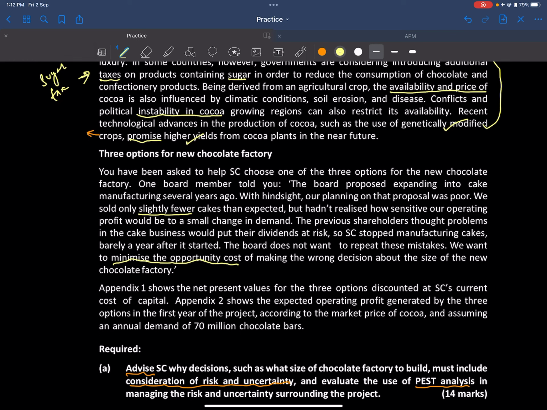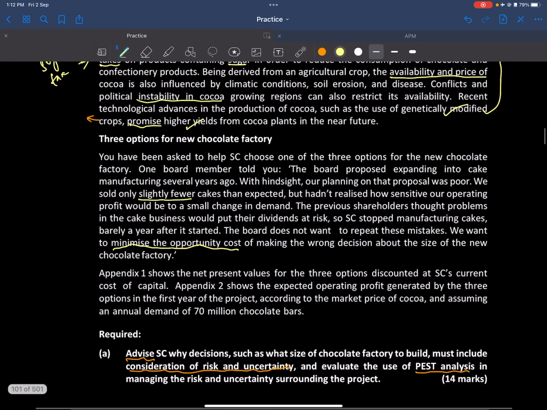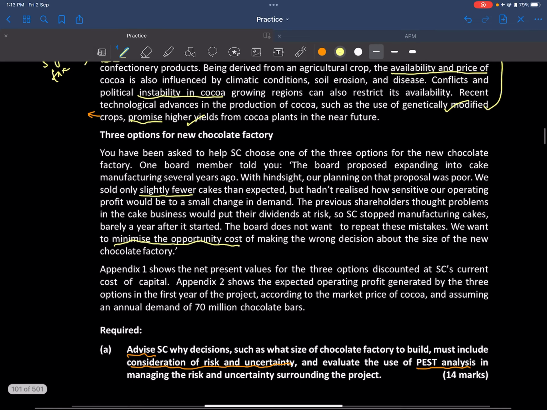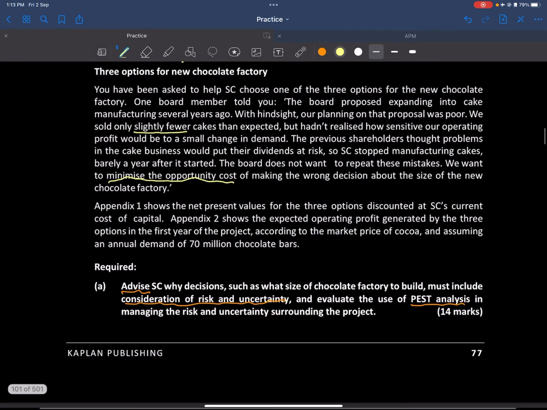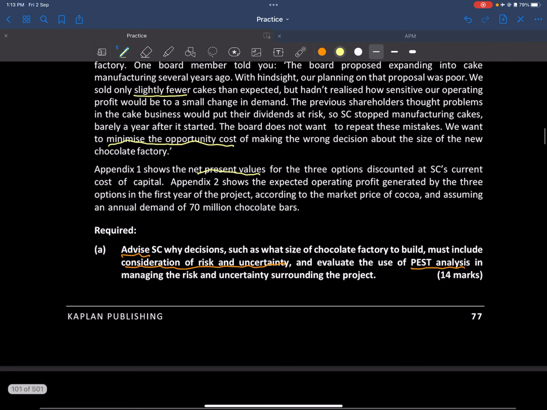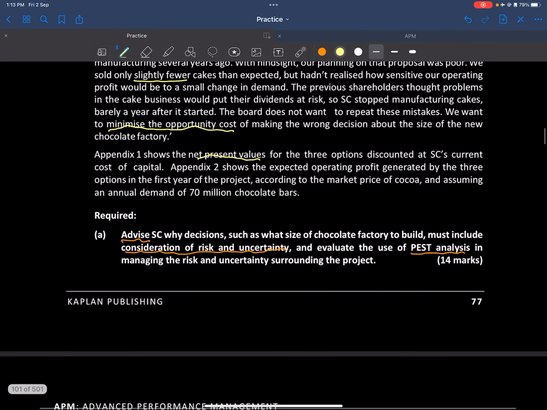Okay, so it's maximum regret or something like that, right? So they want to do that for the new factory. Appendix 1 shows the NPV of three options discounted at cost of capital. Appendix 2 shows the expected operating profit generated by the three options in the first year of the project, according to the market price of the cocoa and assuming an annual demand of this much.